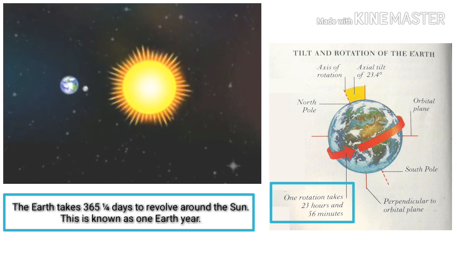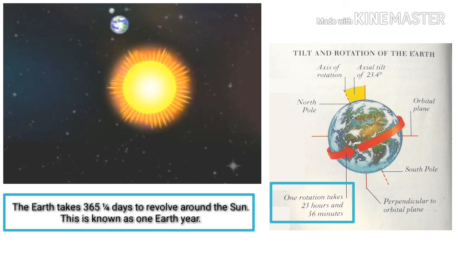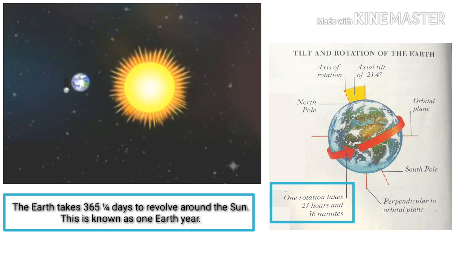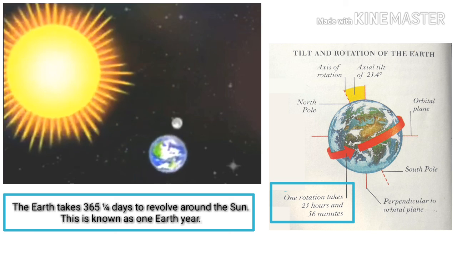The last important point to be noted is the Earth takes 365.25 days to revolve around the Sun. This is known as one Earth year. And in one rotation, Earth takes 23 hours and 56 minutes.